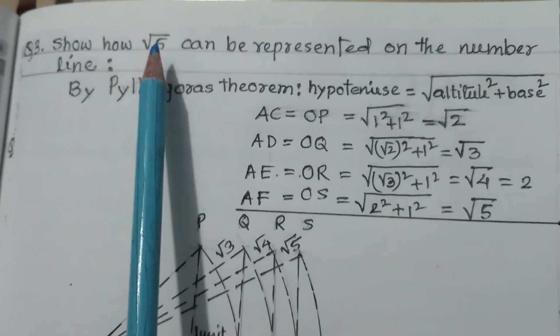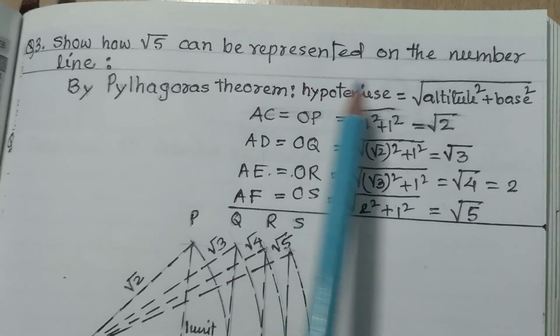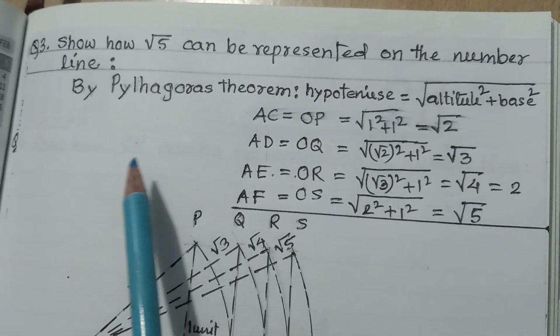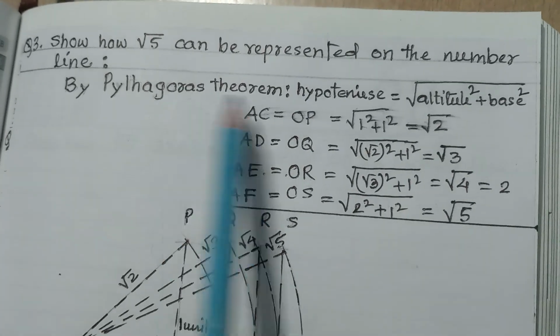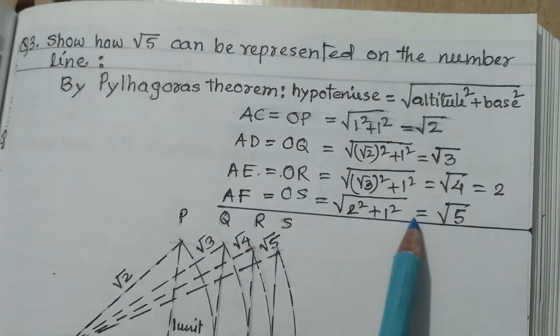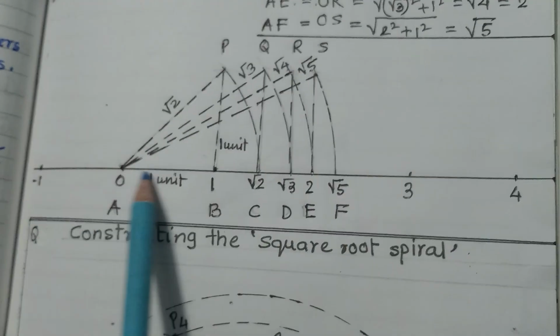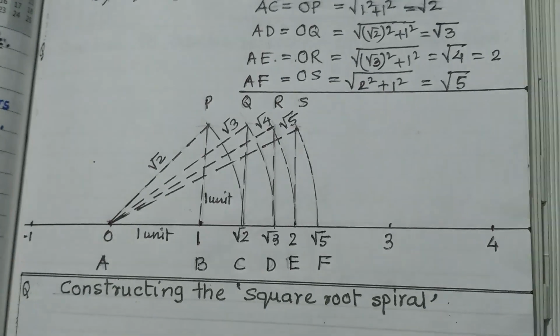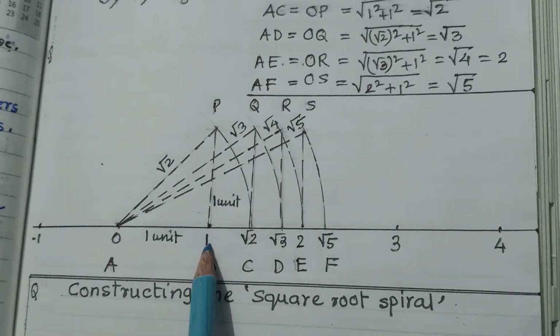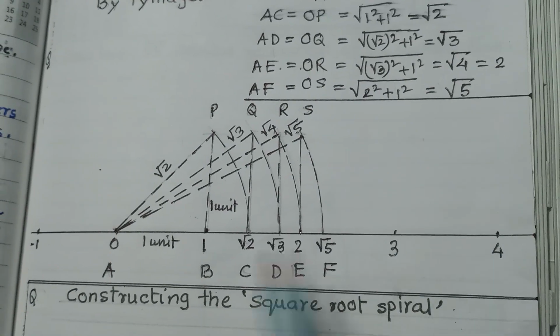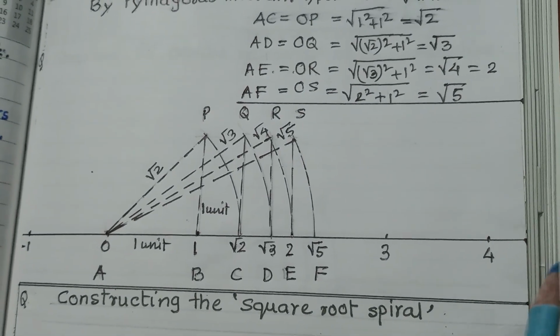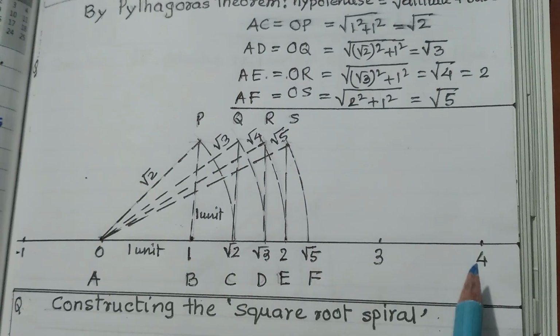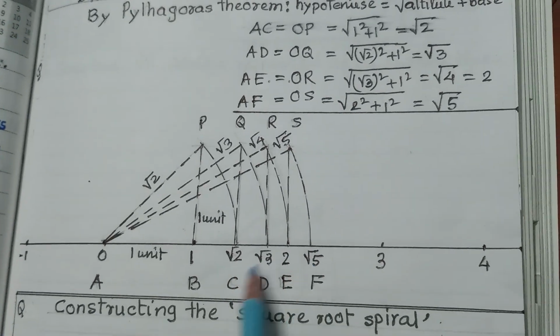Now question number 3. Actually this is a construction based question. Show that root 5 can be represented on the number line. For that we have to follow the Pythagoras theorem, which I will explain later on. First see, this is the number line where we write 0, minus 1, minus 2 this way, and 0, 1, 2, 3, 4. Now we have to represent root 2, root 3, root 5 on this number line.